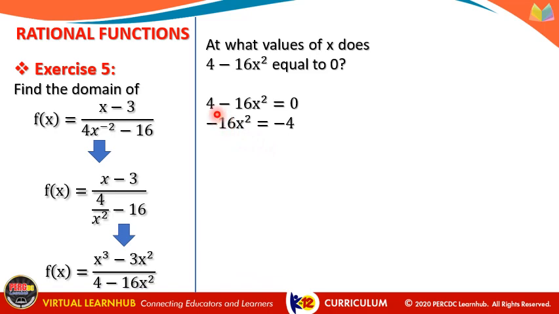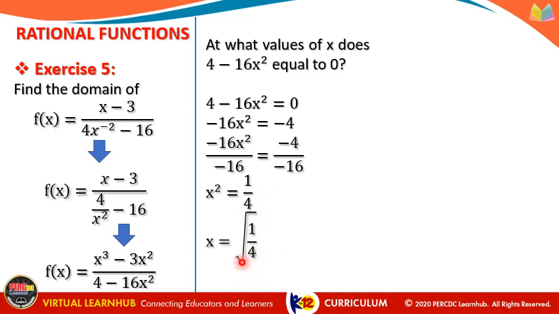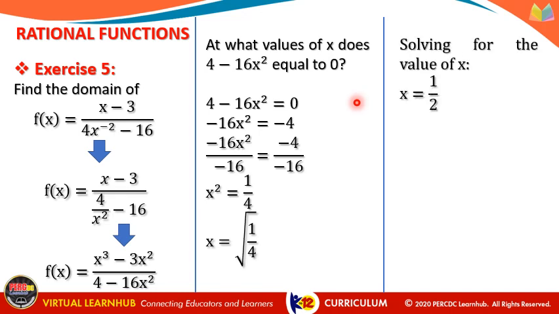Alright, transpose natin yung 4 sa kabila, magiging negative 4. Divide both sides by negative 16. So you'll get x squared is equal to 1/4. Of course, solving for x, it's just the square root of 1/4. Hindi ba? Pag tayo ay mag-i-square root, dalawa ang makukuha nating sagot. Isang positive, isang negative. So therefore, the square root of 1/4 is positive 1/2 and negative 1/2. Ito ngayon yung mga values ng x na magpapa-0 sa denominator.